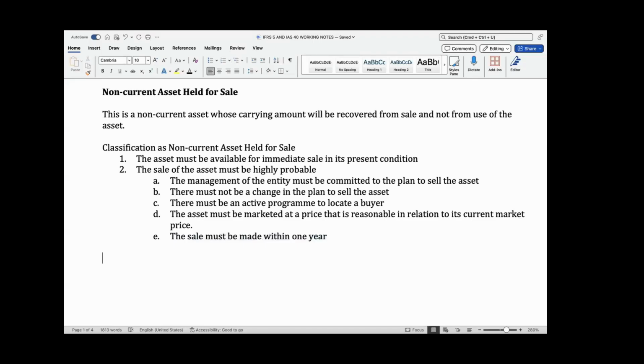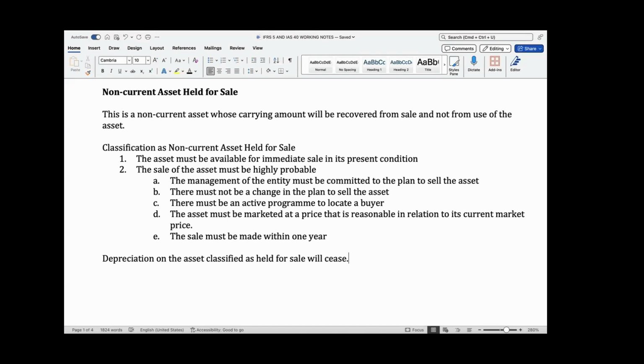Now, when an asset is classified as held for sale, depreciation on the asset classified as held for sale will cease, meaning as soon as you classify an asset as held for sale, you no longer depreciate the asset. It will cease.